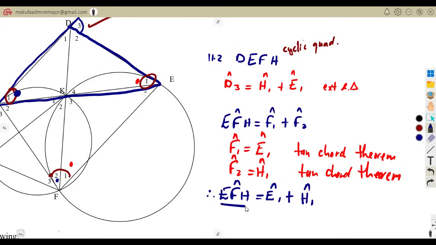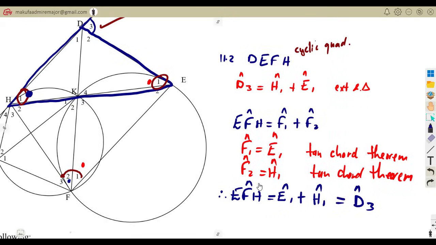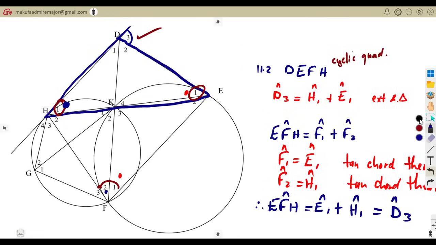And if EFG is equal to E1 plus H1, we can see that that's the same thing as D3. It means this is equal to angle D3. And this is what, guys, I said we must prove. If we can prove that this angle D3 that we see and this angle F, which is F1 and F2, are the same, if we can prove that these two are the same, it means it's a cyclic quad.